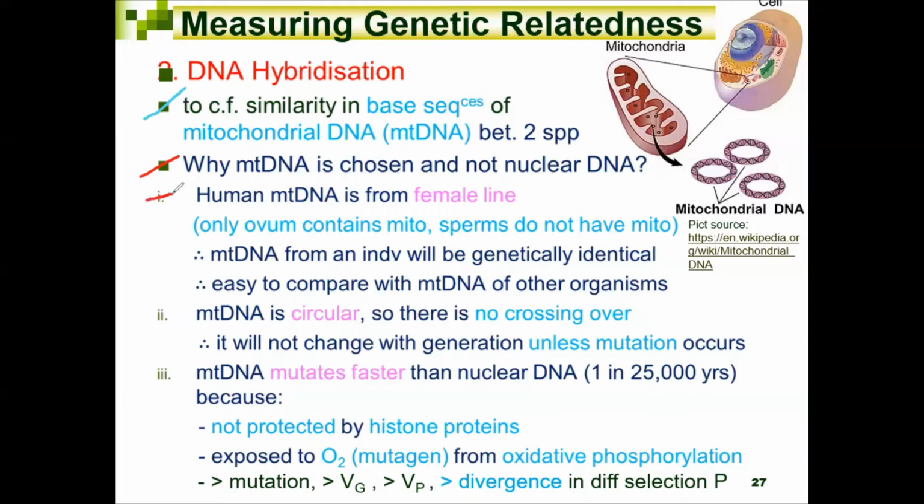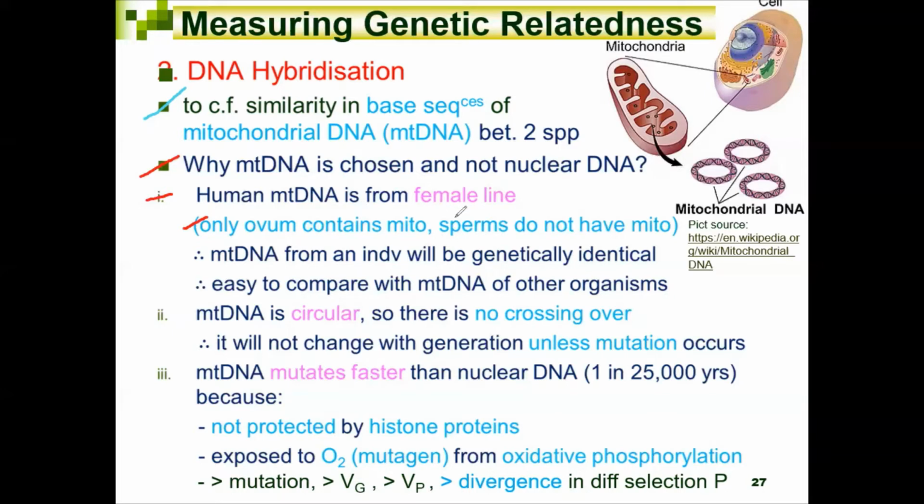Okay, because human mitochondrial DNA comes from the female line. That means the mitochondria that we carry in our body come from the ovum of the mother, and in the mother, they come from the ovum of her mother. It's all from the ovum only, okay? Because only the ovum contains mitochondria that it passes on to the zygote, and from the zygote it becomes embryo and fetus.